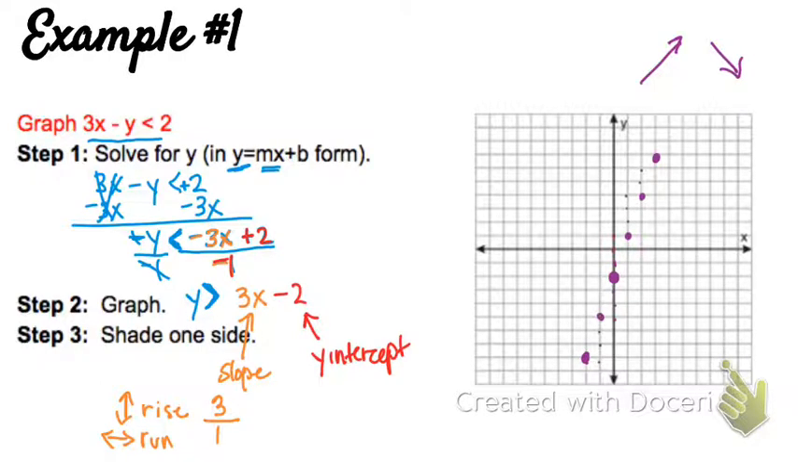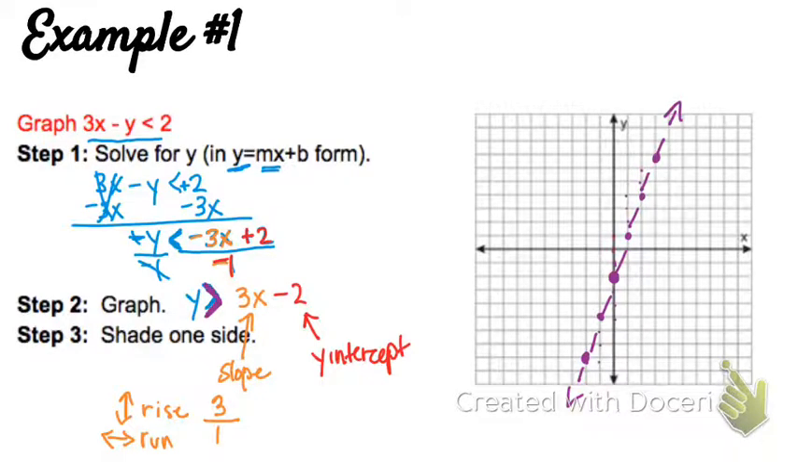And I need to decide, do I do a solid line or a dashed line? Since this is just greater than, it's not greater than or equal to, then you do a dashed line. So just kind of do the best you can. There you go. And again, if it was greater than or equal to, then I would make this a solid line.